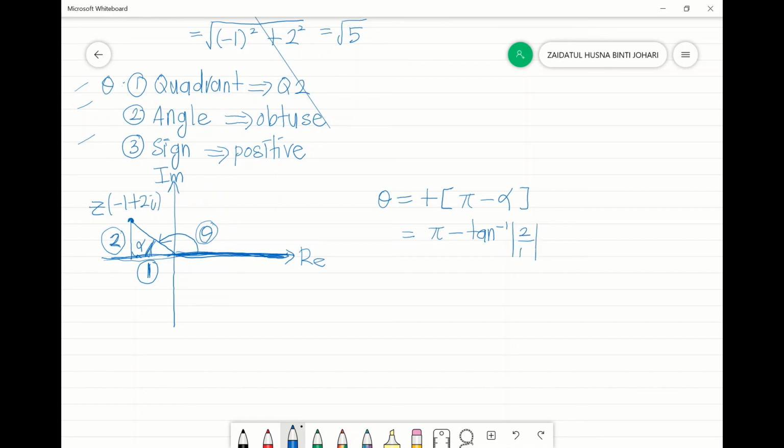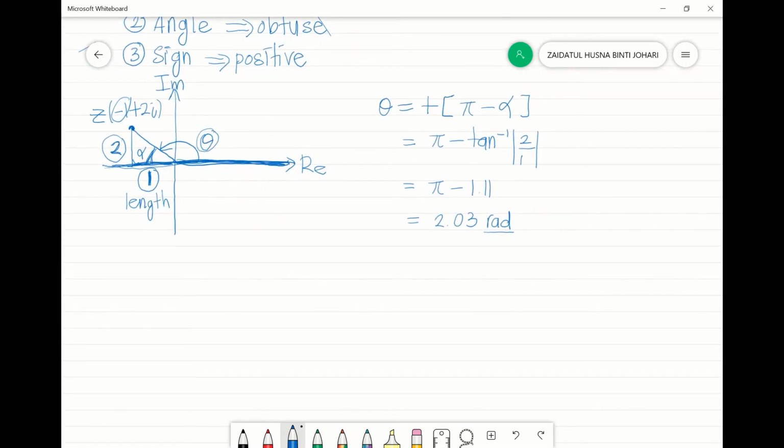Even though originally the complex number is -1 plus 2i, here we write down the unit as 1, not -1, because we are talking about the length, not the value. So the length here is 1 unit. We have inverse tangent of 2 over 1. Press the calculator and you will get 1.11 radian. So pi minus 1.11 radian will give you 2.03 radian. It is optional for you to write down the unit.